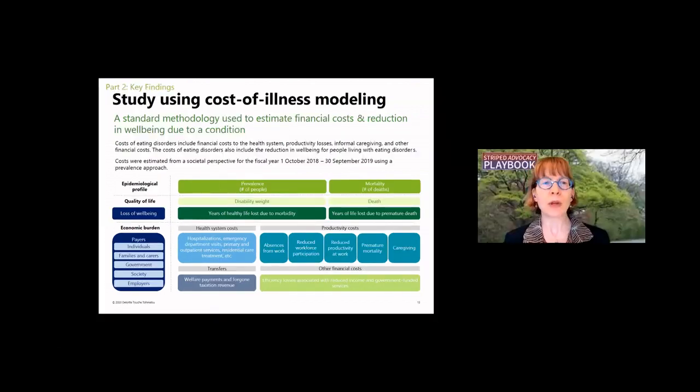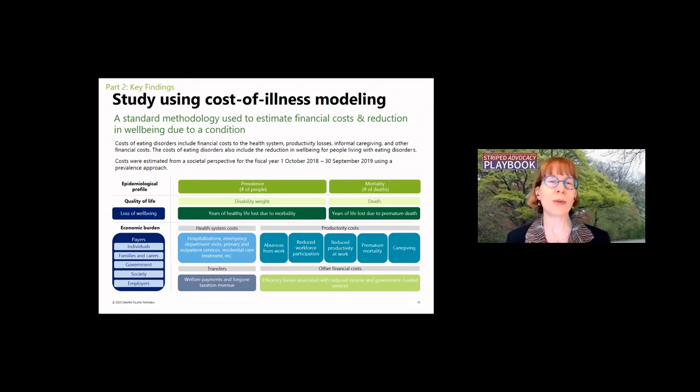For our study, we use standard cost of illness modeling methods that have been used with many different kinds of conditions to estimate financial costs and reduction in well-being. We used what's called a 1-year prevalence method. So the estimates I give you are for a single year, late 2018 and early 2019, the fiscal year spanning that period, 12 months. And note that this is before the pandemic. We know that eating disorders have gotten far worse during the pandemic. This study was completed just before the pandemic.